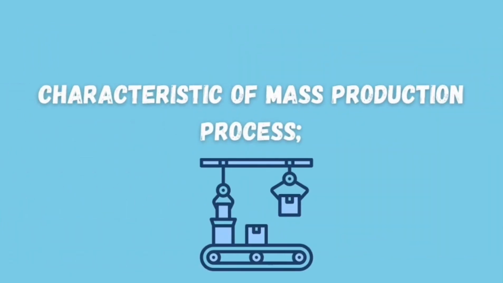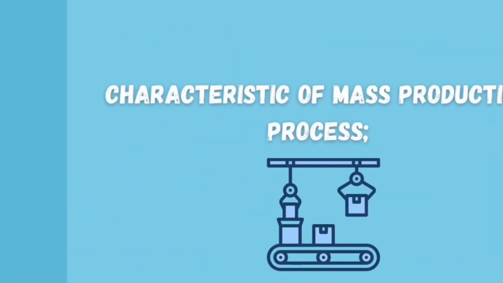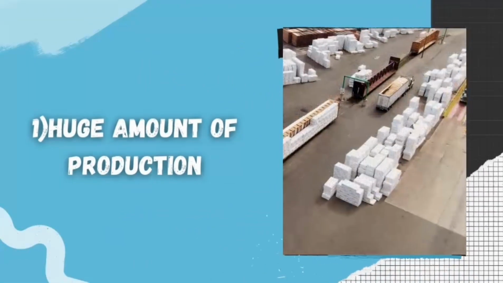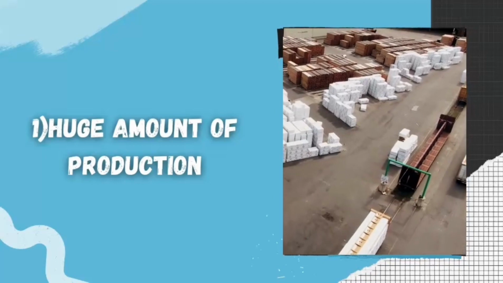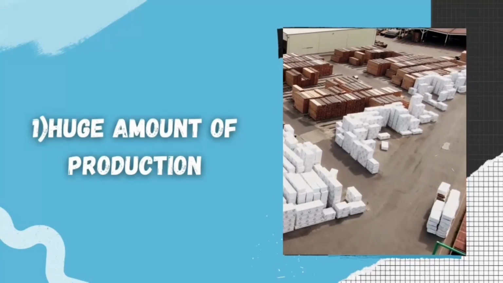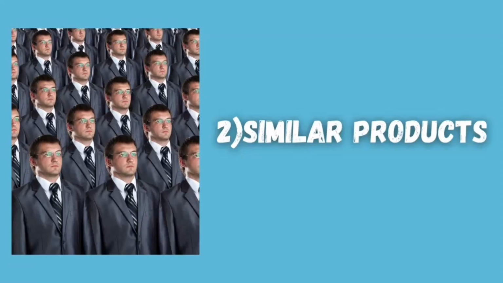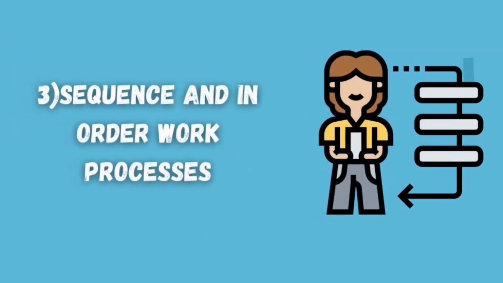Characteristics of the mass production process. Firstly, huge amount of production. The first and most characteristic feature of mass production is a large amount of output in a short time, hence the meaning of mass produce. Secondly, similar products. Mass production is usually only for producing similar products, because with the same flow and in a short time, one can produce considerable quantities of goods.